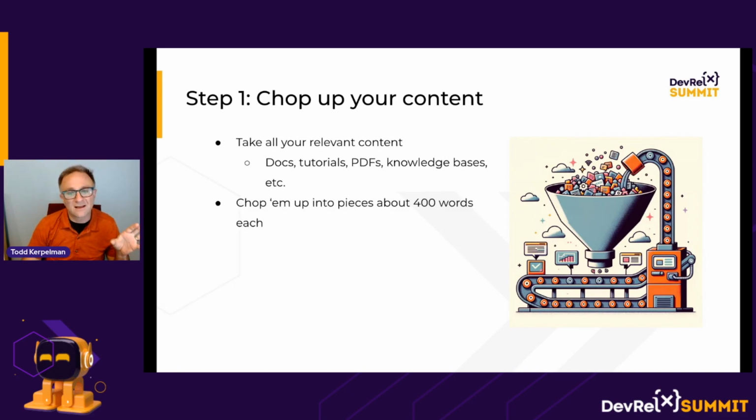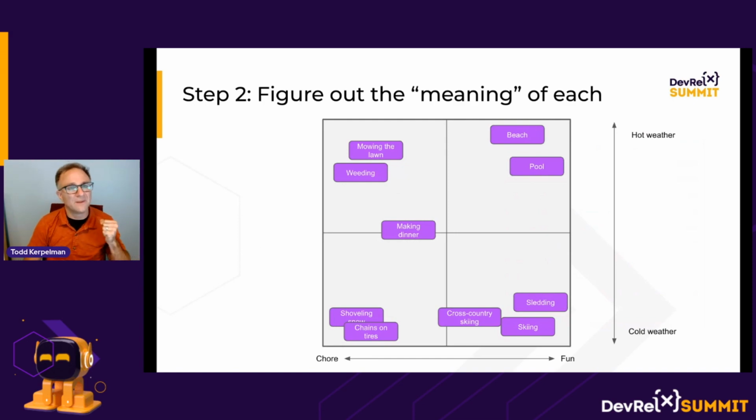You take all that content and you chop it up into pieces that are about 400 words each. You don't have to do this manually. There are lots of libraries out there that help you do this. And then once you have these chunks of 400 words, you basically need to distill it down to a single meaning that is represented as a point in space. And that's kind of a weird concept. So let me show you an example.